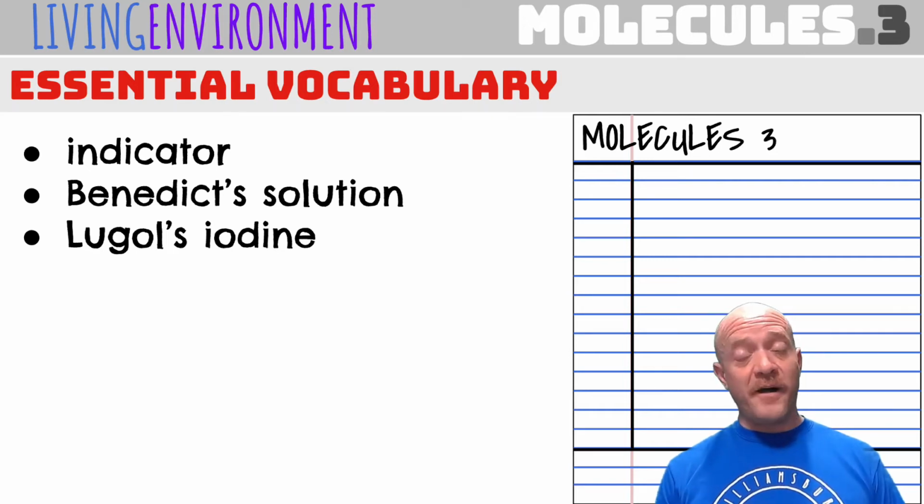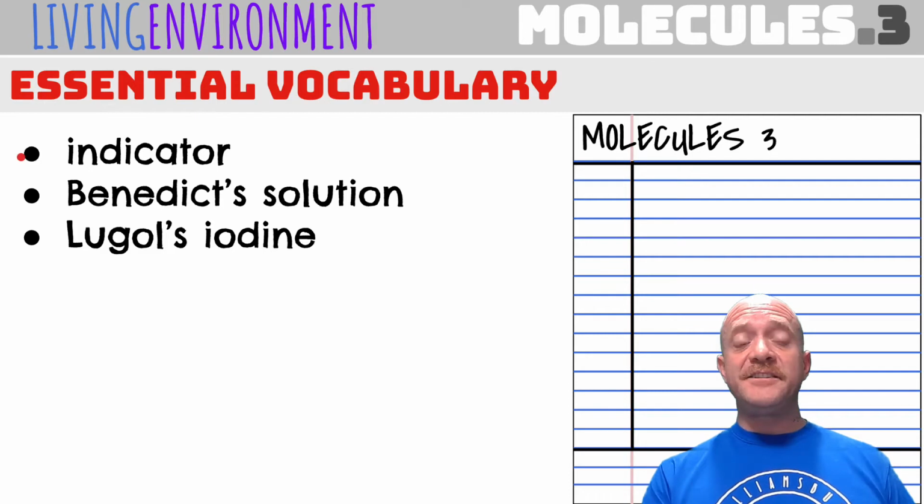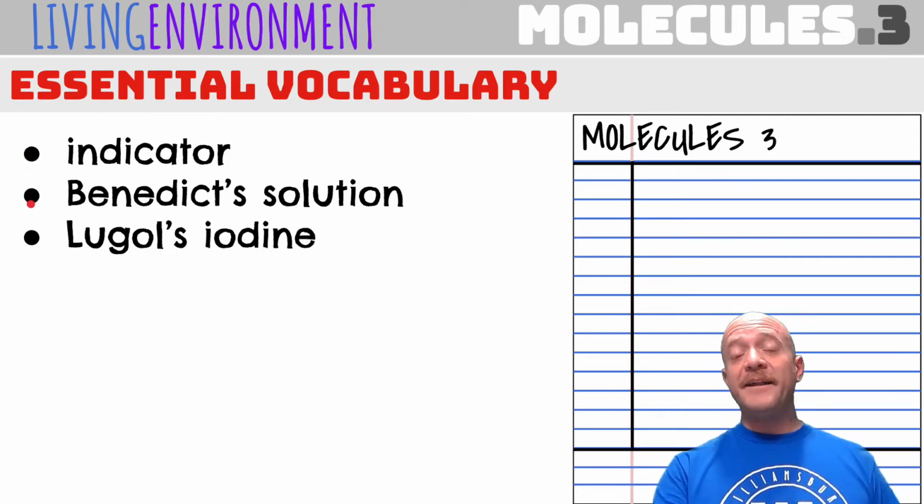Hey, this is the video for Molecules.3. So go ahead and set up your Cornell notes. You can open up to a new page and make your entry. Pay attention to the essential vocabulary. We're going to be talking about indicators, Benedict's solution, and Lugol's iodine.